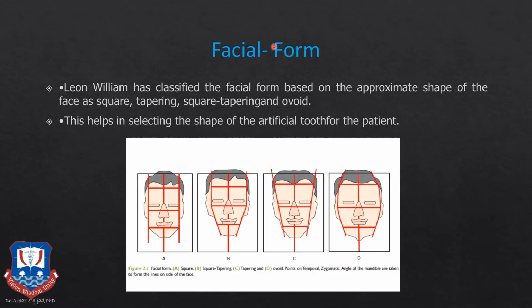Coming to the first examination, the face, Leon Williams classified the face based on the shape of the face into four forms. They may be square, square tapering, tapering, and ovoid. This shape or form of the face is usually important in selecting the shape of the artificial teeth, which would correspond with the facial form.